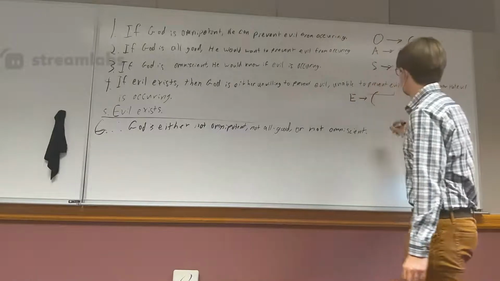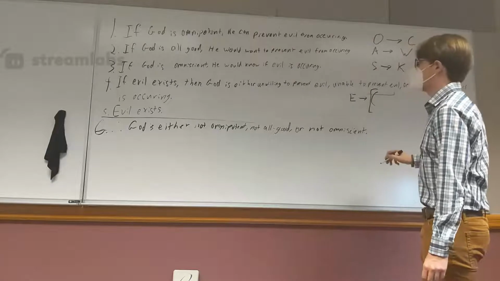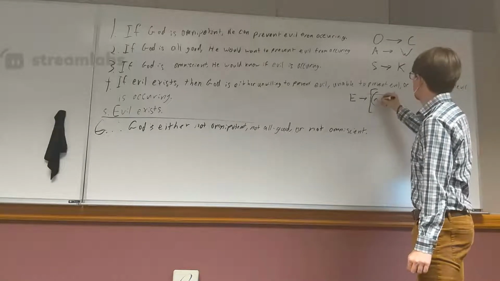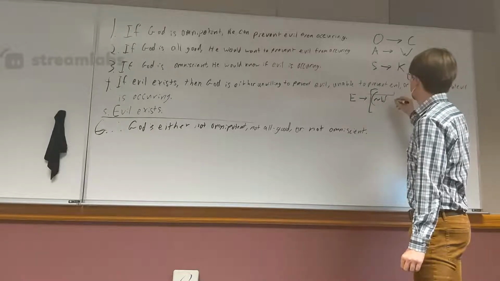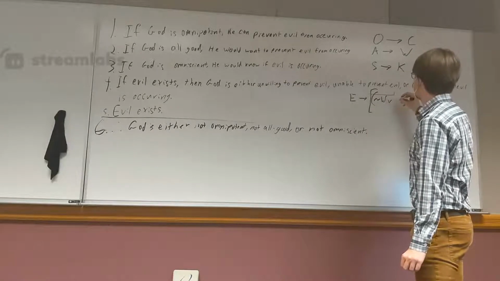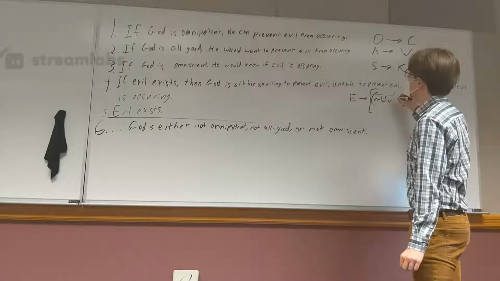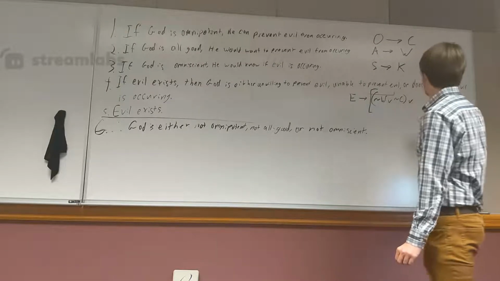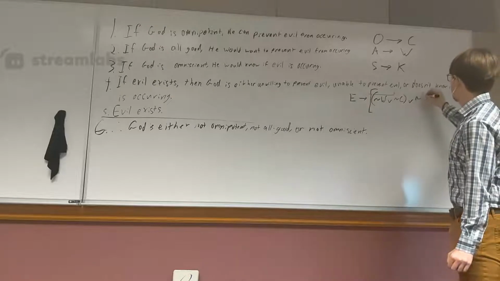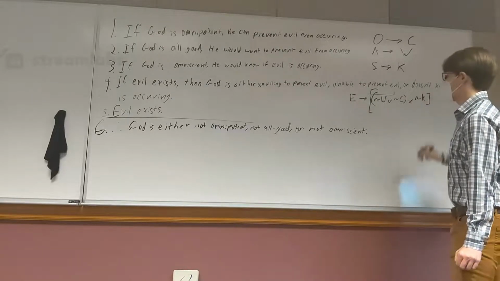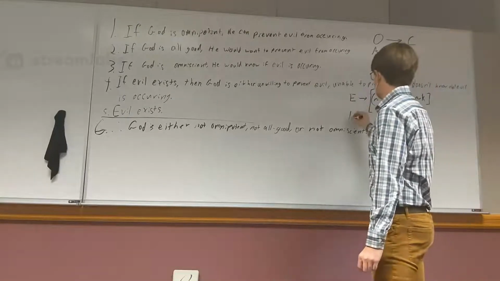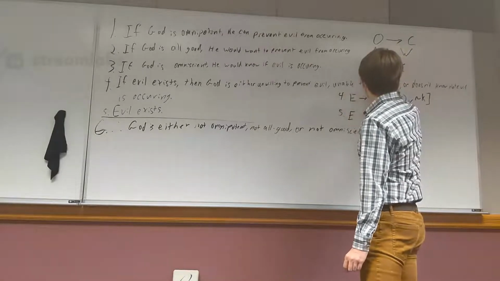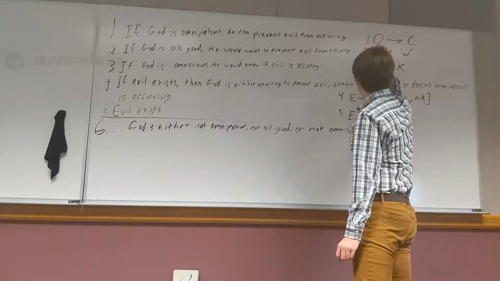Then we're going to have unwilling to prevent evil, so that's going to be not W. Or unable to prevent, so that's going to be not C. Or doesn't know that evil is occurring, so that's going to be not K. And so number 5 is just that evil exists. Good.